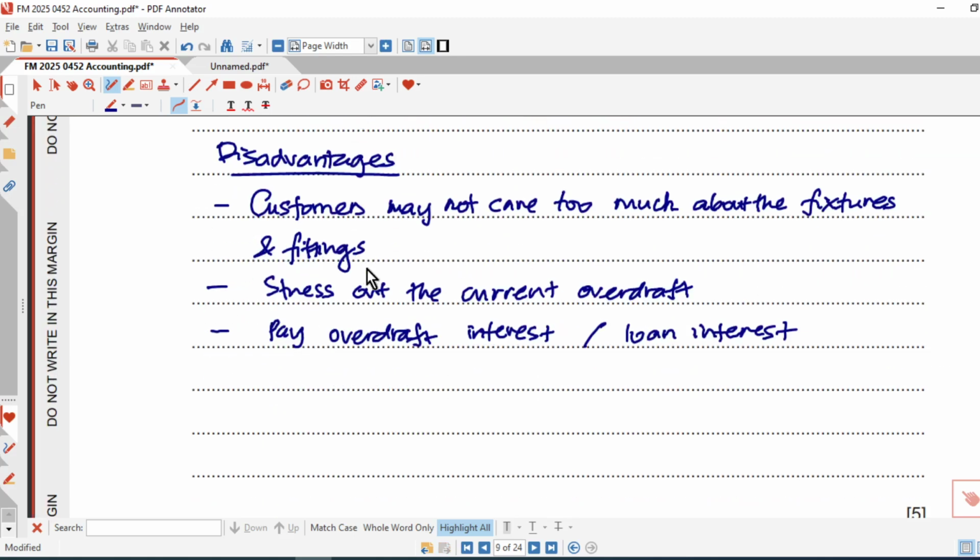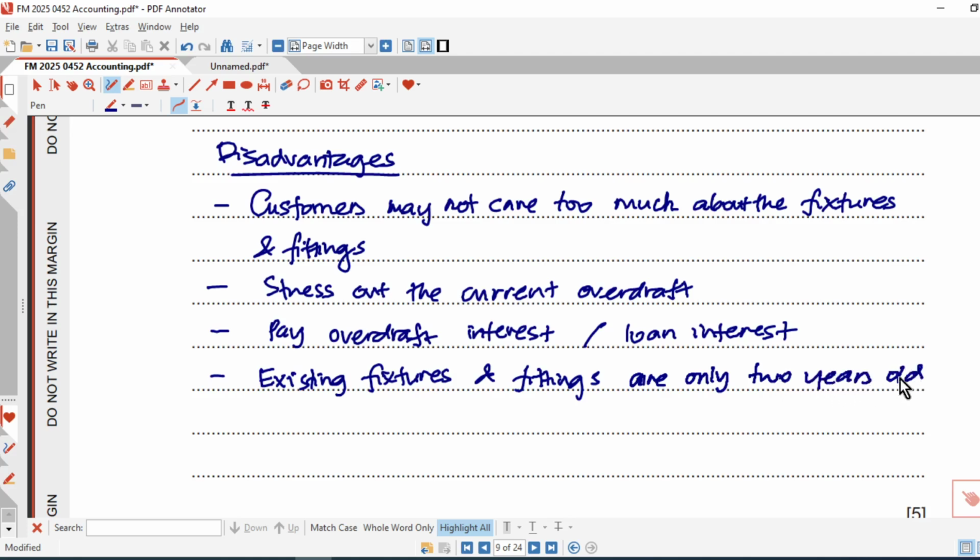You don't change a car after using it for 2 years. So why are you changing your furniture after using them for 2 years, right? So I could mention that the existing fixtures and fittings are only 2 years old and still new, right? I mean, you're not using them for 20 years, so why are you changing them after 2 years, right?